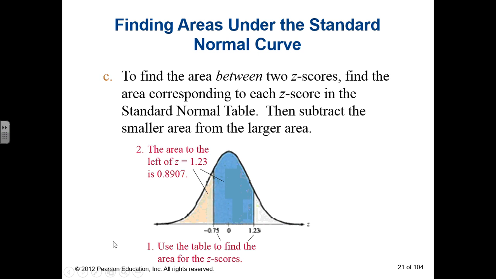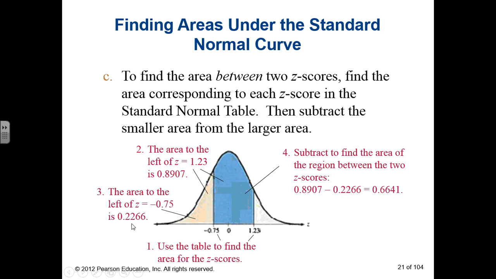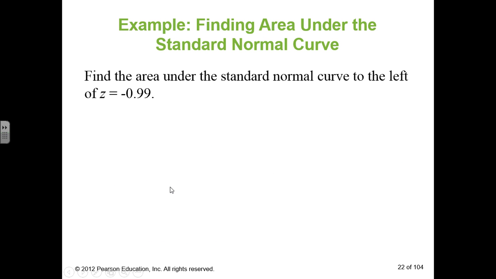And if we're trying to find the area between two z-scores, we look up the area for 1.23. That, remember, was 0.8907. But that includes all of this blue area and this pink area over here also. We want to subtract this piece out, so we look up negative 0.75 and find that area to be 0.2266. The area in blue is all of this area, 0.8907, minus the 0.2266, and we get the area in blue is 0.6641. Let's do a couple more examples of that before you get started trying some on your own.